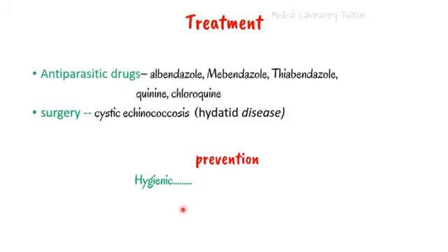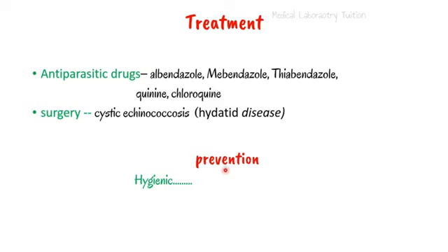Now we have treatment. In the case of treatment, we can use antiparasitic drugs: albendazole, mebendazole, thiabendazole, then quinine, chloroquine. We can also do surgery in the case of cystic echinococcus hydatid disease, because the cyst may be present in our liver and we have to remove this type of cyst with the help of surgery.